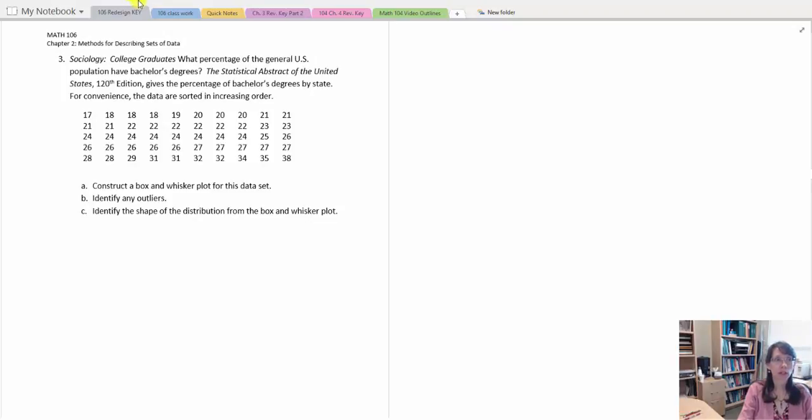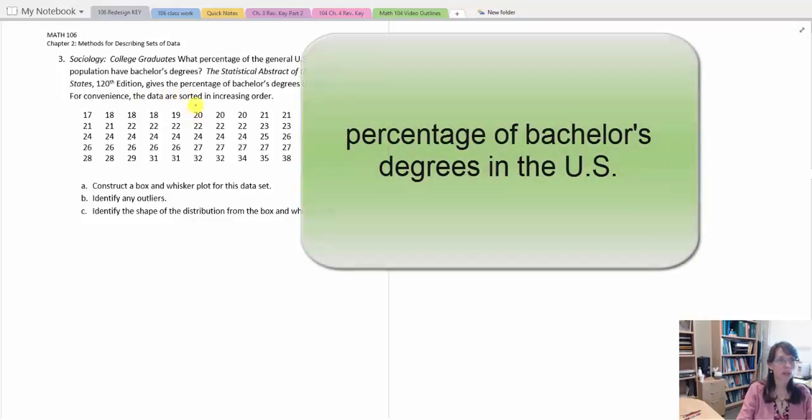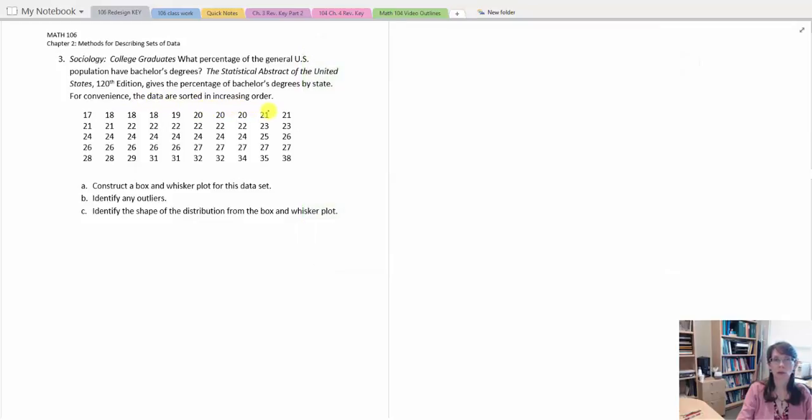In this video, we're going to talk more about how to construct the box plot and identify any outliers. Problem number 3 deals with sociology and college graduates. What percentage of the general U.S. population have bachelor's degrees? The Statistical Abstract of the United States, 120th edition, gives these percentages of bachelor's degrees by state. For convenience, the data are sorted in increasing order.